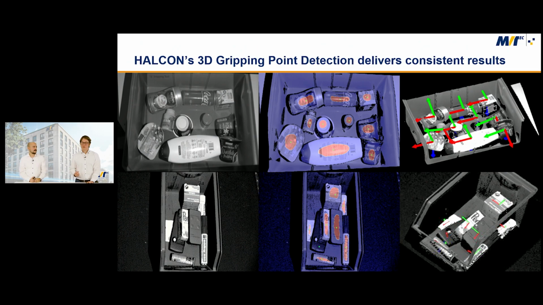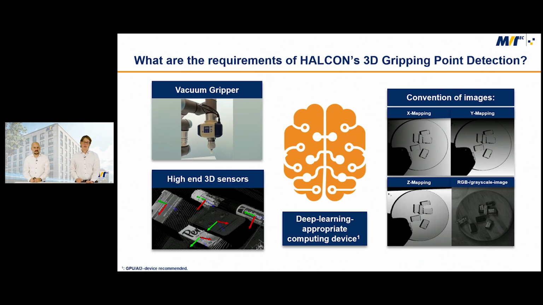But what are the requirements to successfully use the 3D gripping point detection? First, 3D gripping point detection needs a vacuum gripper. Then, of course, you need a 3D point cloud that is high enough resolution for the 3D gripping point detection to conclude the properties of the surface of your objects that you want to grip.